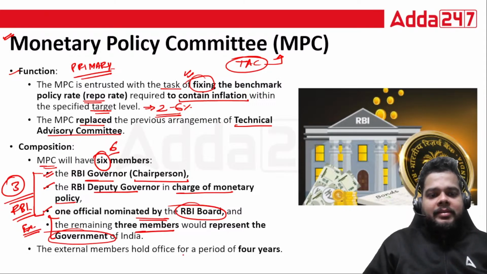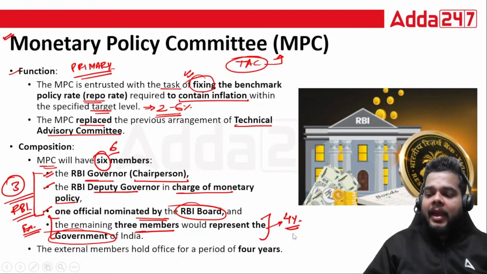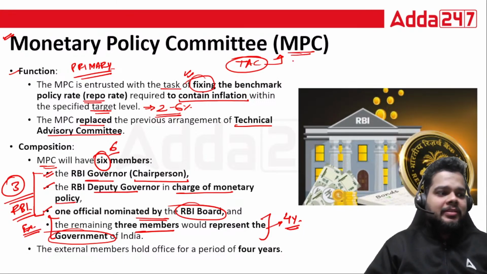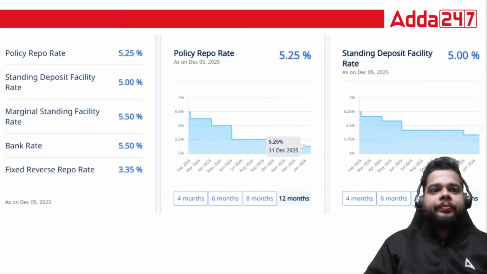Fine. The external members, what is the tenure of their office? It would be only 4 years. After every 4 years, you will be having new members in this particular MPC from the side of the Government of India. So in the examination, the examiner can ask you what is the composition, or for that matter, what is the primary aim of MPC. So such simple things also you should not ignore.